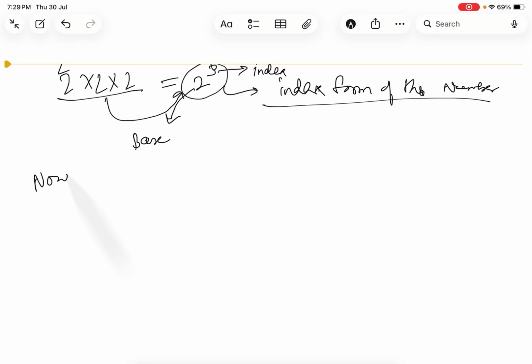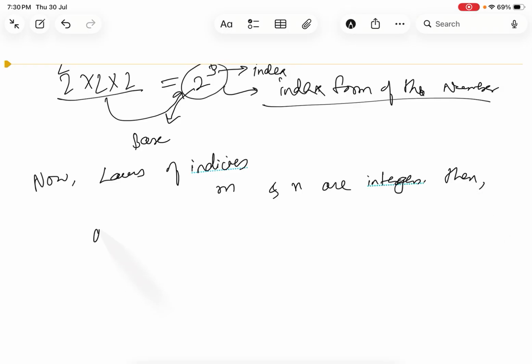Now we know some laws of the indices, which we studied in previous classes, where suppose m and n are integers. If you have a to the power of m into a to the power of n, then we can write it as a to the power of m plus n. Remember, here the base should be the same and the multiplication sign should be present. Then only you can represent it as a to the power of m plus n.